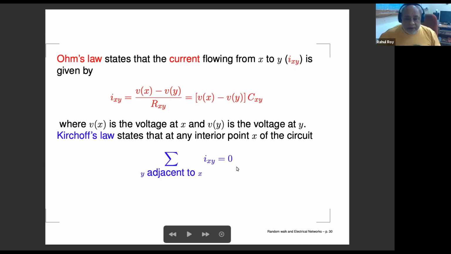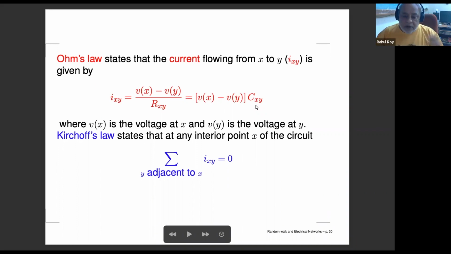What Ohm's law says is that the current flowing from x to y, which I denote by Ixy, is given by the difference of the voltages between x and y divided by the resistance of xy. And 1 over Rxy is exactly the conductance of that edge xy. And so we can write Ixy as Vx minus Vy multiplied by Cxy, where Vx, as I said, is the voltage at x, and Vy is the voltage at y.